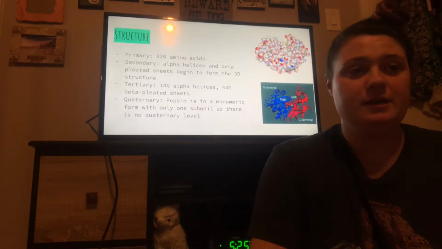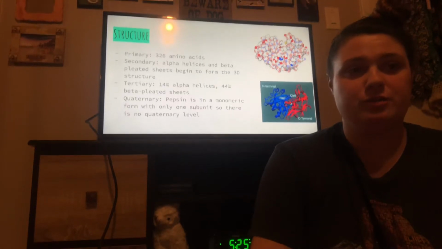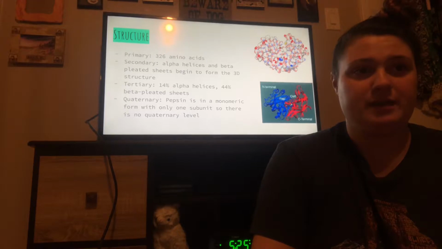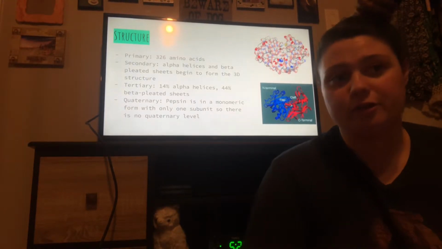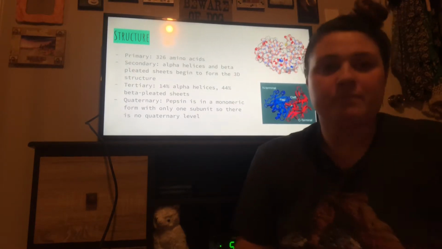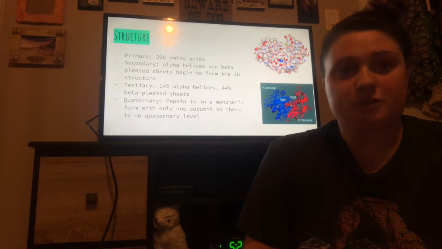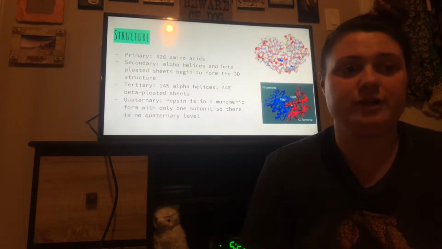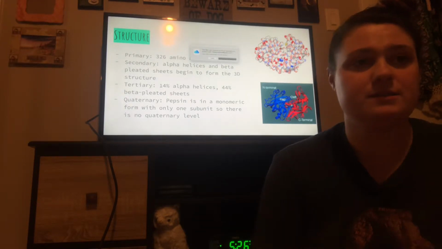For structure, pepsin has one subunit which contains 326 amino acids. In the secondary level of structure, the alpha helices and beta pleated sheets come together to form the unique 3D structure, and the 3D structure will determine the protein's function and composition. In the tertiary level of structure, pepsin is 14% alpha helices and 44% beta pleated sheets.